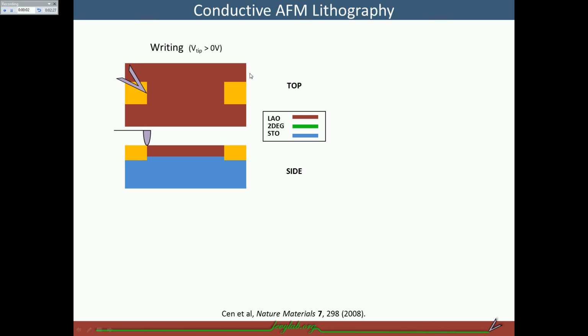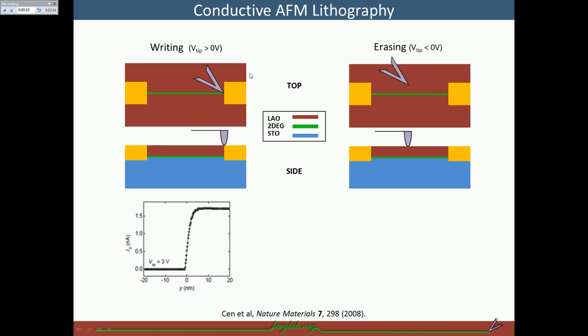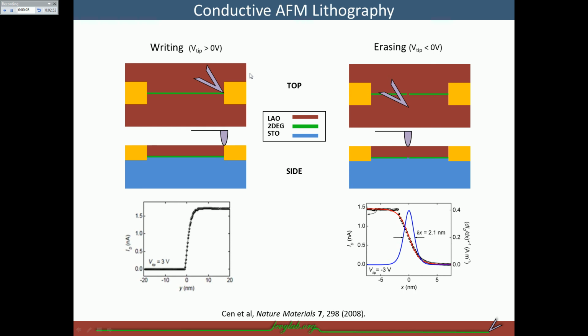The basic idea is using conductive AFM lithography to draw structures in the system. We can use a positive tip voltage to write a wire using electrodes. We can form the conductive junction using these two electrodes. And this can also be reversed: we use a negative tip voltage to erase the wire, for example the center of the wire, and we can observe the conductance drop. With different tip voltages, we can control the resolution of our writing, and the resolution can go as high as 2 nanometers.